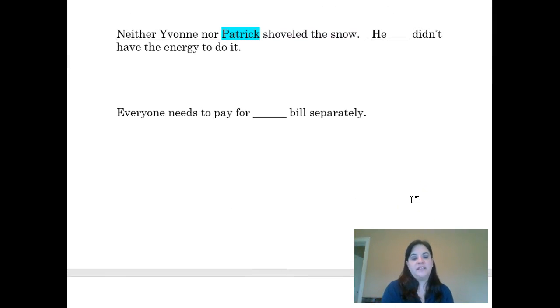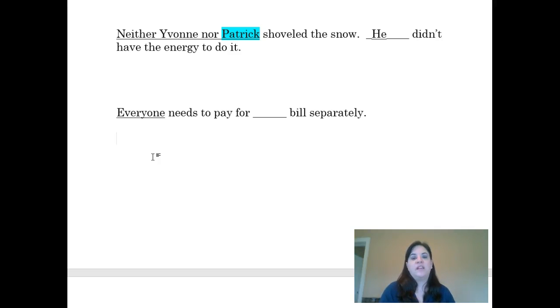Our last example says everyone needs to pay for blank bill separately. To find my antecedent, I'm going to start by asking, whose bill are we paying for? Well, whose bill? Everyone's bill. So everyone is my antecedent. This is an example of an indefinite pronoun as an antecedent. And remember, an indefinite pronoun means that we aren't referring to anything specific. We don't know how many it is. We don't know what gender it is. So we treat it as singular and as having both genders.